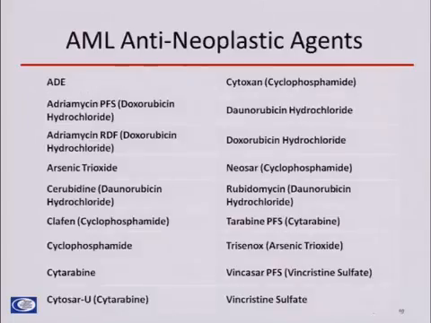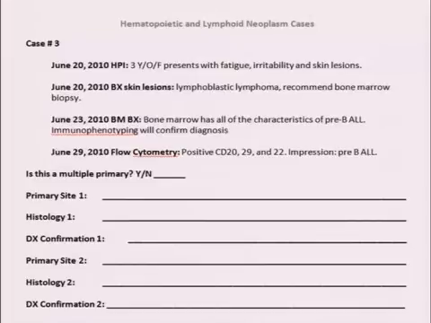So, and you'll see for these acute myeloid leukemia anti-neoplastic agents, very similar drugs, almost the same list as for the chronics. So they're treated with the same thing, but they might be treated with a higher dose, a greater dosing schedule, longer term. So there are different ways to play with that. So let's go to case number 3.